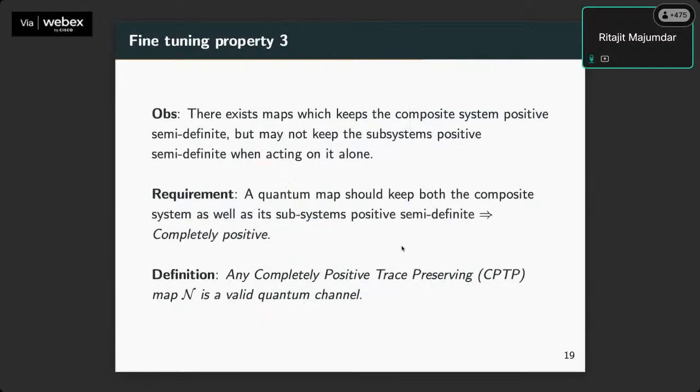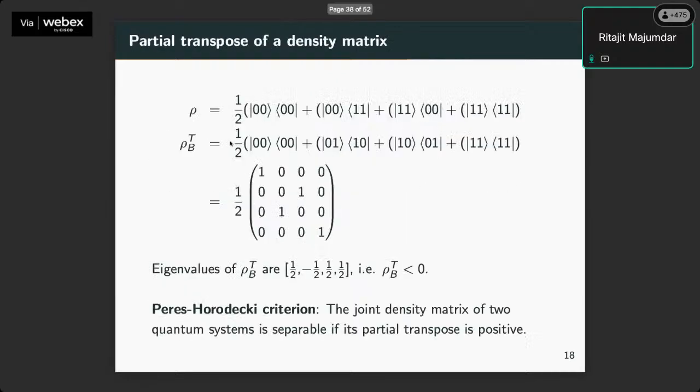the observation here is that transpose, when acting on the entire system, takes a positive system to another positive system. But if the transpose acts on one part of the system, it can take a positive system to a negative system. So this cannot be the property of a quantum channel.